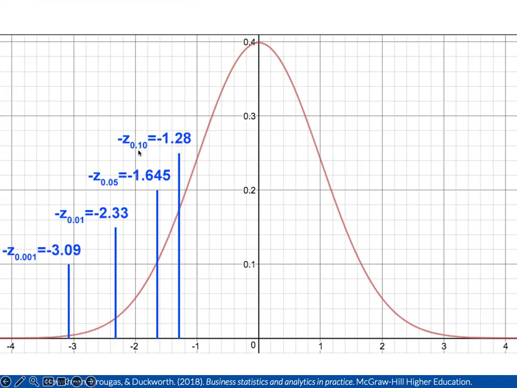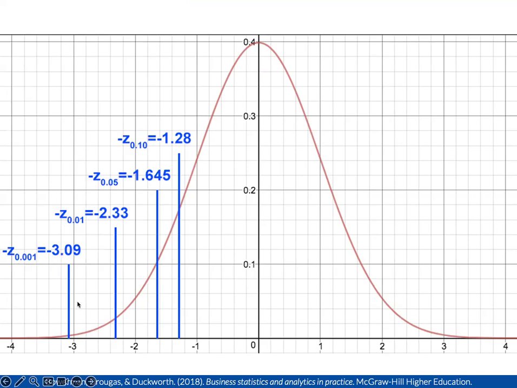So for an alpha of 10%, the z-score or the critical value is negative 1.28, because the z-score negative 1.28 has an area of 10% to its left. Meanwhile, for an alpha of 0.05, the critical value is negative 1.645. For an alpha of 1%, the critical value is negative 2.33. And finally, for an alpha of 0.001, the critical value is negative 3.09.